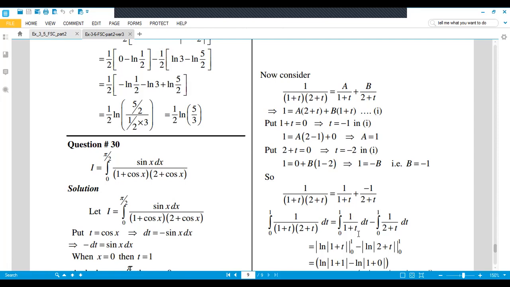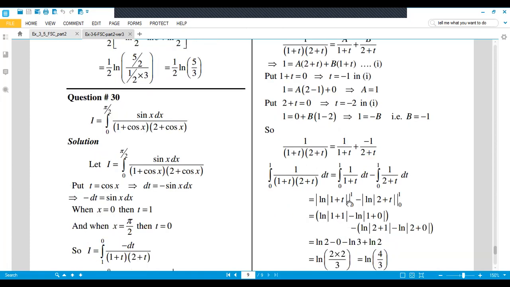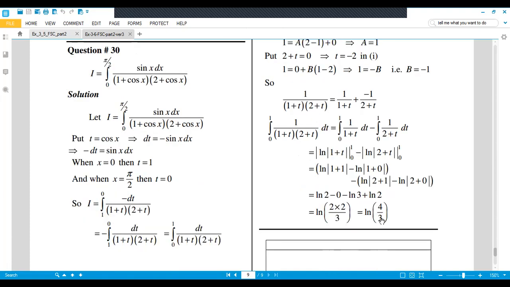So the integral from 0 to 1 of 1 over (1 plus t) minus the integral of 1 over (2 plus t). So natural log of this denominator, minus natural log of the other denominator. Then now you put the upper limit: natural log of (1 plus 1) minus natural log of (1 plus 0), and then minus natural log of (2 plus 1) plus natural log of (2 plus 0). So this will be natural log of 2, natural log of 1 is 0, and this is natural log of 3, and here minus minus becomes plus natural log of 2. Natural log of 2 and natural log of 2 both come in product to multiply as 2, and the negative comes in division, so that is 4 over 3.